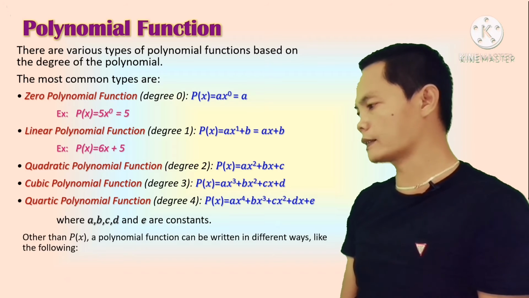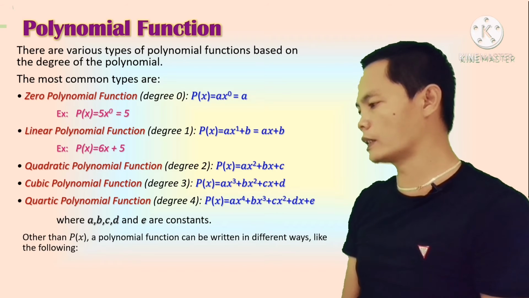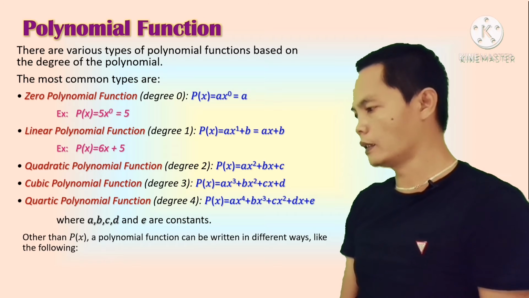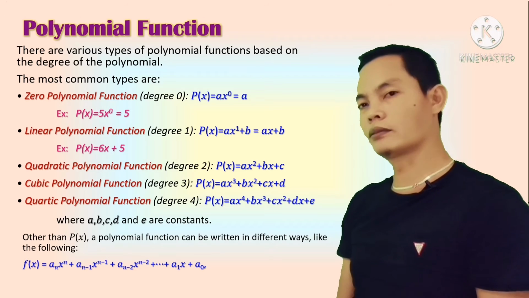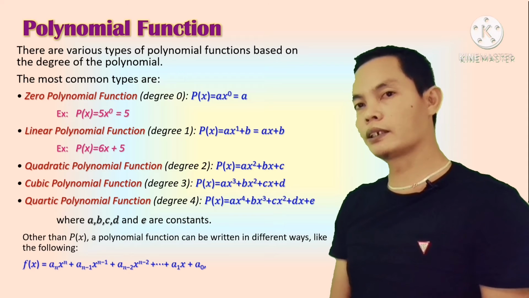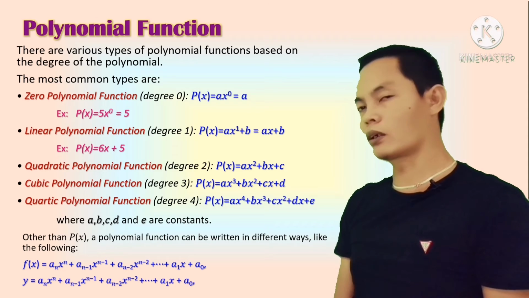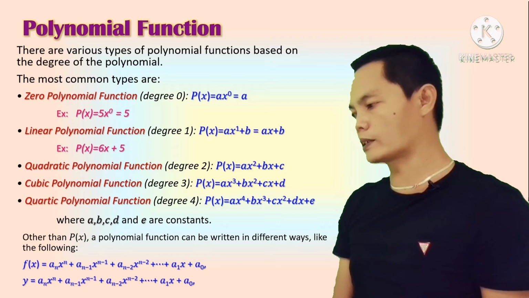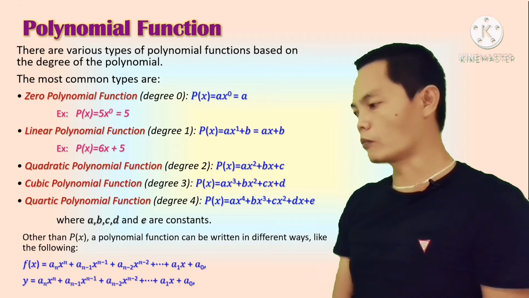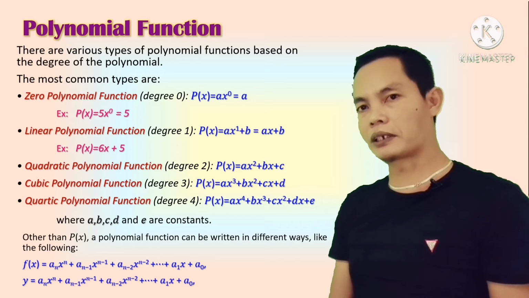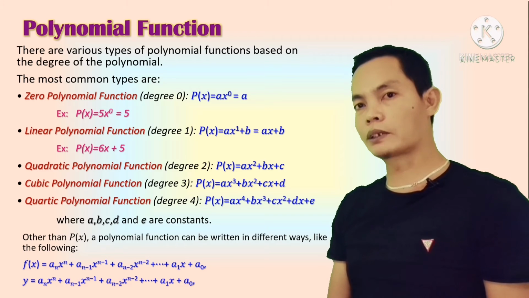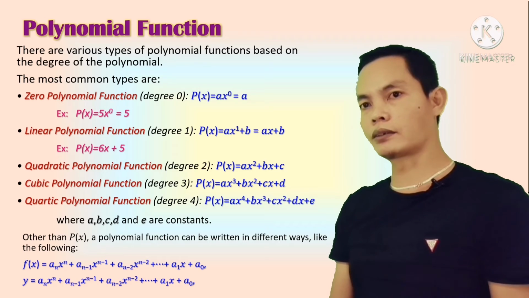Other than p of x, polynomial functions can be written in different ways, like the following. F of x equals the function. So, pwede nating isulat f of x, or we can also write it y equals a polynomial, or maybe p of x. So, tayo malito kung makakita tayo ng f of x lang yung example, sometimes nagkakaroon tayo ng p of x or y.